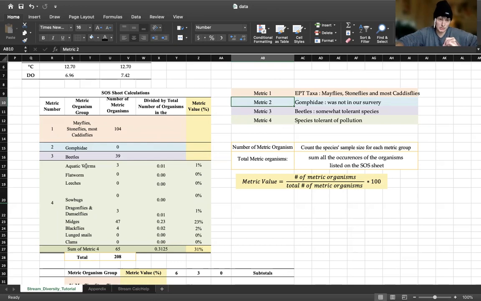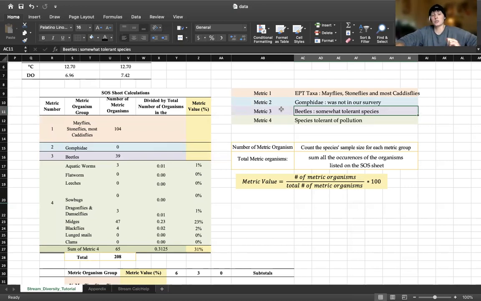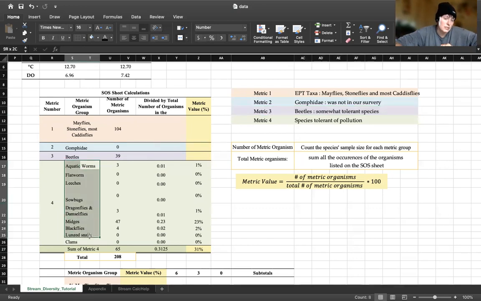The third metric is in purple, and these are beetles. I am honestly not sure why they have their own metric group, but they are classified as being somewhat tolerant. And the fourth metric group in the green is a bunch of species that, for the most part, are going to represent the species that are tolerant of pollution. So we're going to go back to metric 1.